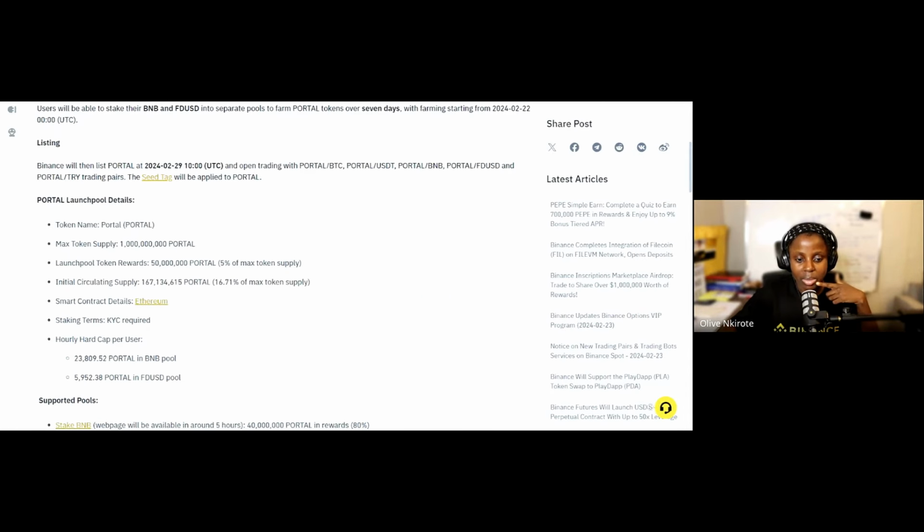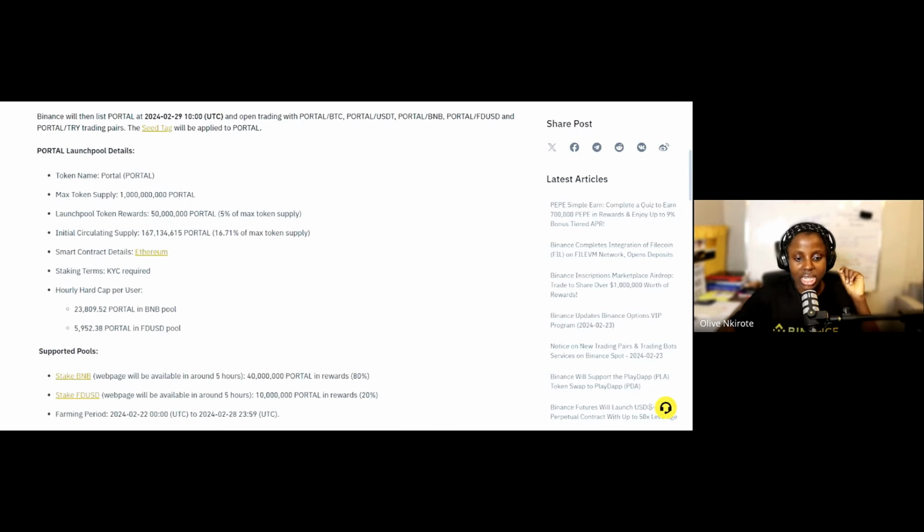The token name is Portal, and the company name is also Portal. They have a token supply of 1 billion. The rewards that Binance has been allocated are 5%: 50 million Portal tokens, not $50 million. 50 million Portal tokens have been put aside for Binance users.